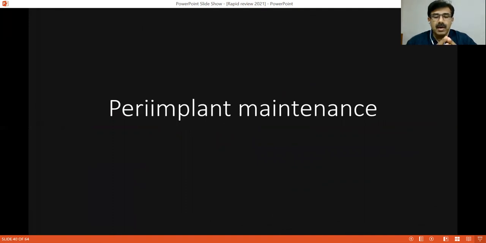Now we have discussed how to diagnose a case of periimplantitis, what the etiology behind it is, and what the risk factors associated with it are. Now, when you place an implant in a patient, you should always advise the patient for proper maintenance. After doing your scaling, you advise good oral hygiene measures to the patient. After surgery, you give a lot of instructions and recall the patient. Similarly, after implant placement also, you should give proper instructions and you should have a maintenance protocol. That's what we are going to discuss now.